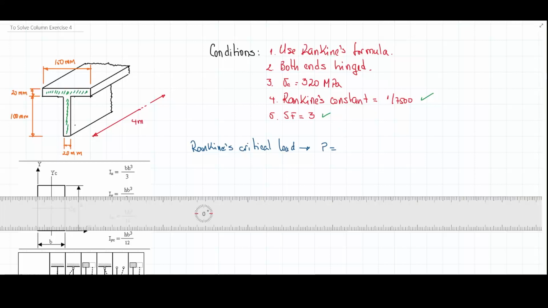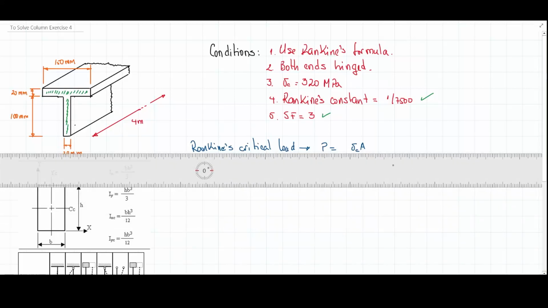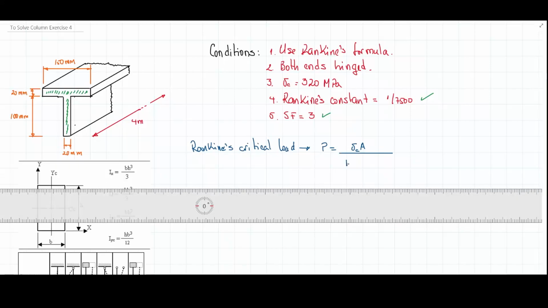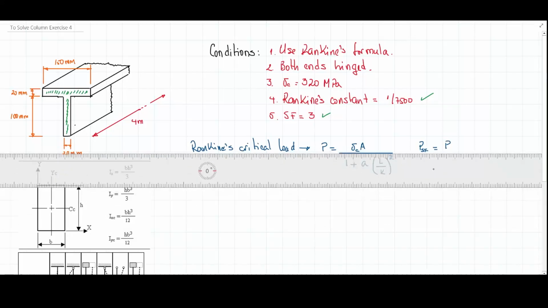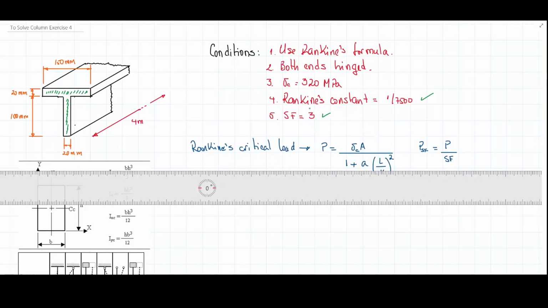We have the crushing load, we have the area of the section of the column, and that's going to be divided by 1 plus Rankine's constant times the relation between the effective length of the column and the radius of gyration of the column, and this is squared. Let's remember that this L presented here is the effective length of the column. Now, if I want to go a step further and find the safe load, meaning the load found by applying a safety factor as the one mentioned here, then I just divide that critical load determined by Rankine's by the safety factor, and the safety factor in this case is 3.